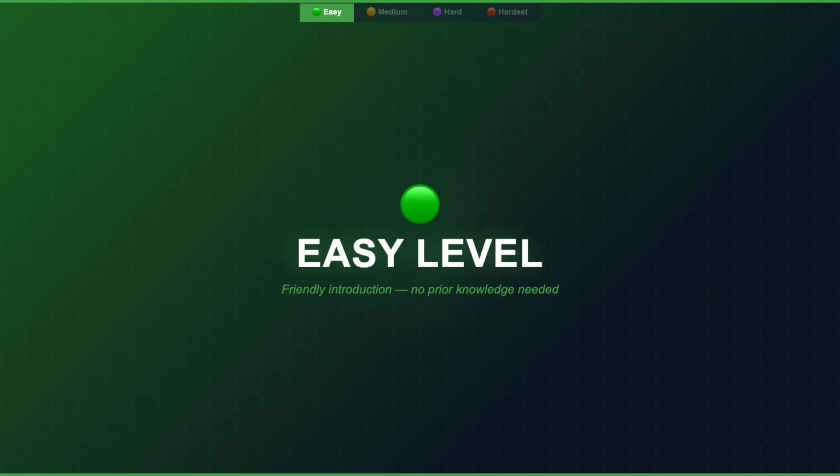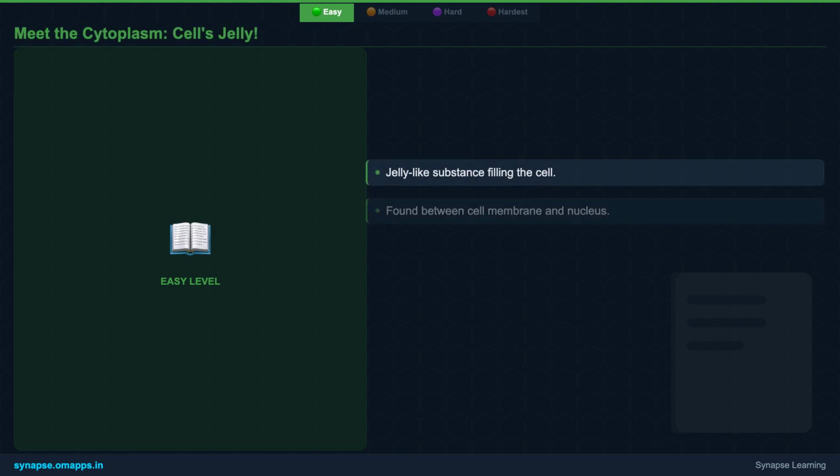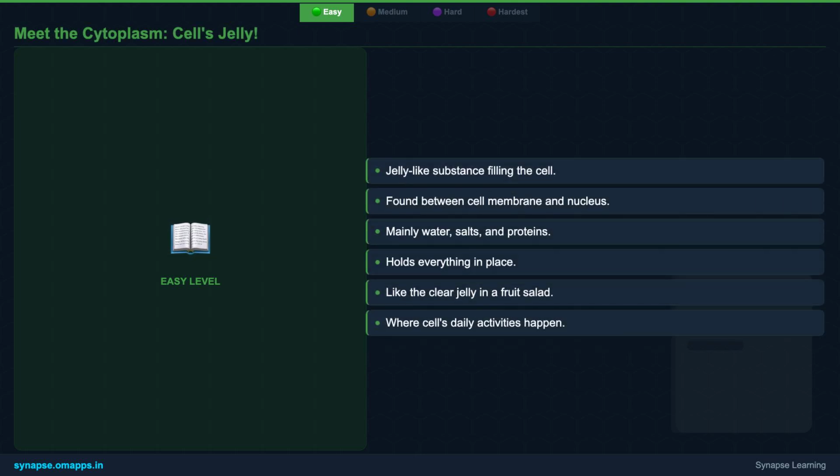Ready to discover the cell's secret ingredient? Let's start with the basics of cytoplasm. Imagine your cell as a tiny house. The cytoplasm is like the clear, jelly-like material that fills up most of the space inside this house, surrounding all the furniture and appliances. It's found right between the outer wall, which is the cell membrane, and the main control room, the nucleus. This jelly is mostly water, but it also has many important salts and proteins dissolved in it.